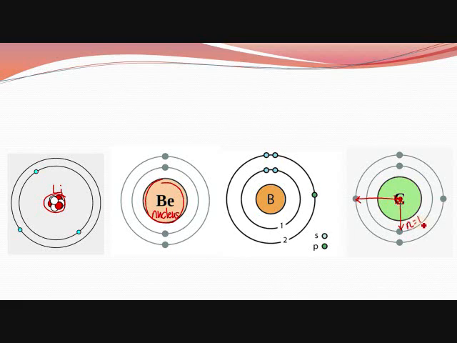So the first circle would be when n equals 1, the first energy level, and then the second would be when n equals 2. So I'm going to write it on boron just so that you can see it better. There will be stronger attraction for the first energy level and then a weaker attraction for the second, because as you get farther away, the attraction gets less, is weaker.